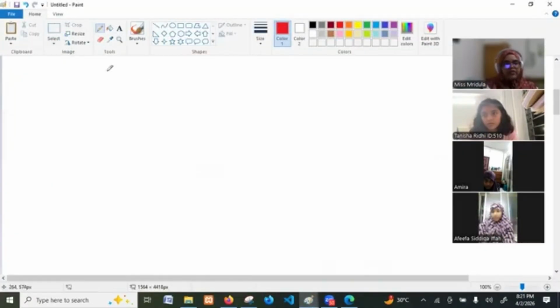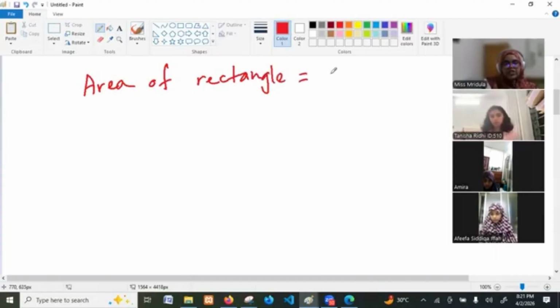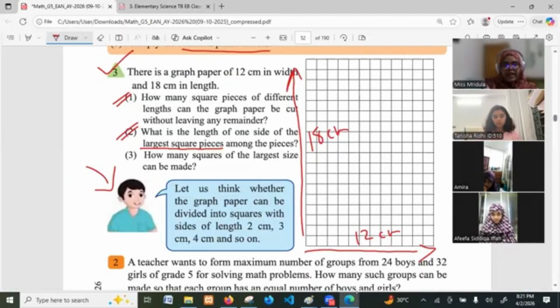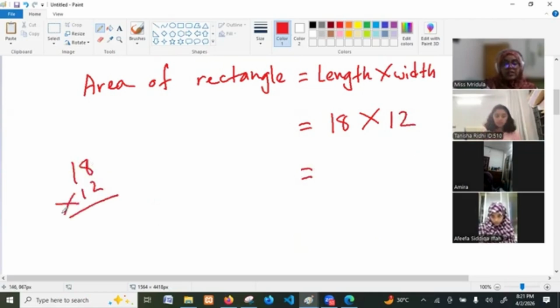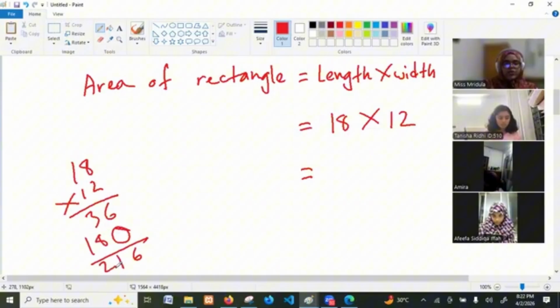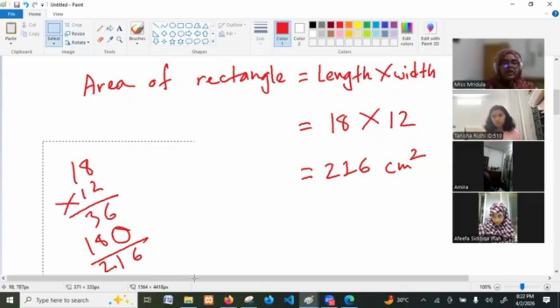So length we have to multiply with, okay, let me write. Area of rectangle. We simply just need to multiply the length with the width. And if you remember, they say that the graph paper was 12 centimeter in width and 18 centimeter in length, right? So we can easily find out that the length is 18 and the width is 12. So if you multiply, we will get the answer. That is the area of that piece of graph paper. So 8 times 2 is 16, 1 and 6, 1 times 2 is 2 and 3, 1 and 8. So 2, 1, 6 is the area. Okay, so this is the area of the graph paper.